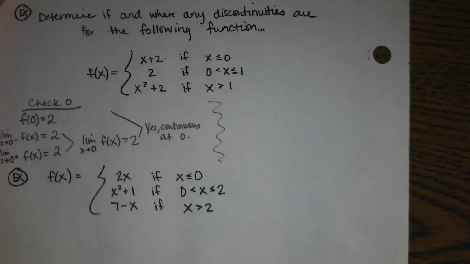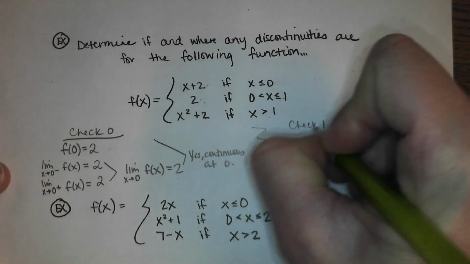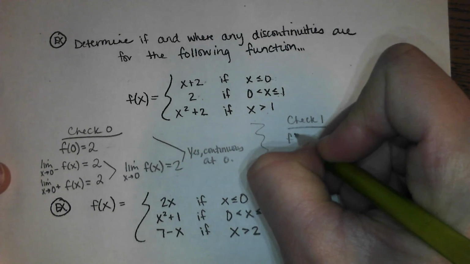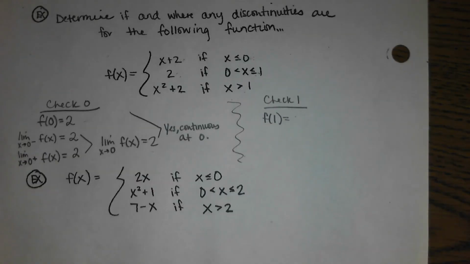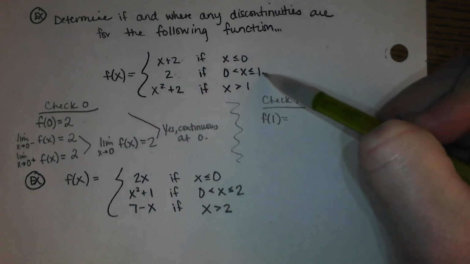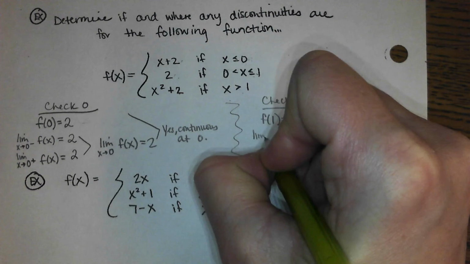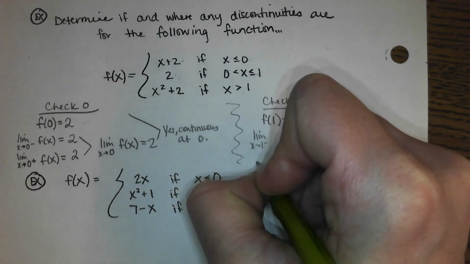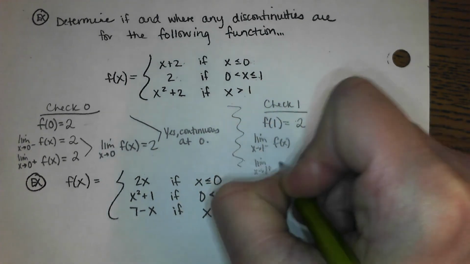Start over because we have to now check what happens at 1. So f of 1. Trista, what's f of 1? 2. Plug 1 into this equation, 2. Now we're going to look at our limit as we approach 1 from the left and our limit as we approach 1 from the right on the function.